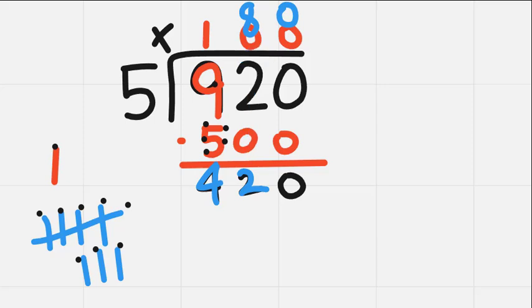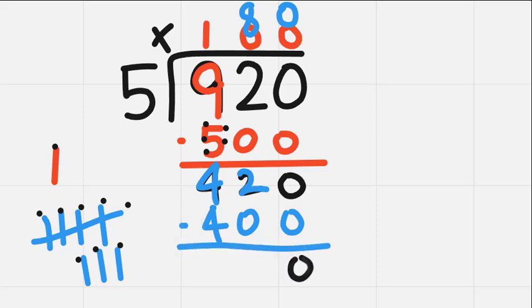Now we'll multiply. 5 times 8 is 40, and then we add the 0, and then we subtract. 0 minus 0 is 0, 2 minus 0 is 2, and then 4 minus 4 is nothing, so we don't have to put anything down. So next, we'll look at the next number to divide, 2. 2 is less than 5, so that means we need to include the other digit.